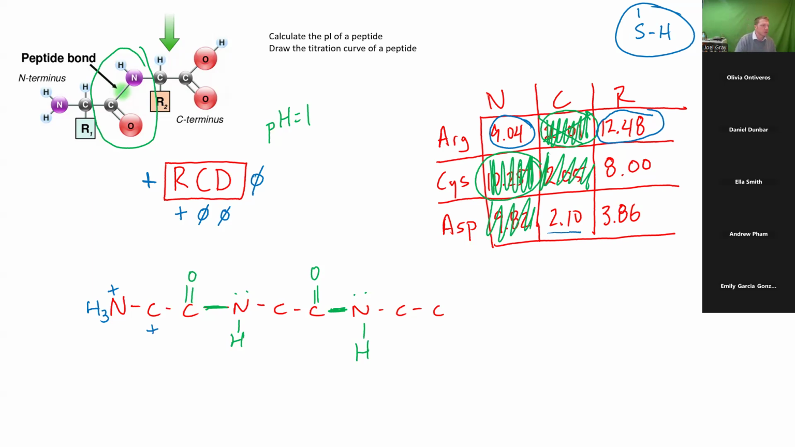Now, what I want to do is count out my pKa values, the total number of values that I've got. I've got 9.04, 12.48, 8.0, 2.1, 3.86. Did everyone follow that? You got 5 pKa values. So, perfect. The most positively charged that this molecule can be, can you add it to the chat, the extreme positive of this molecule?